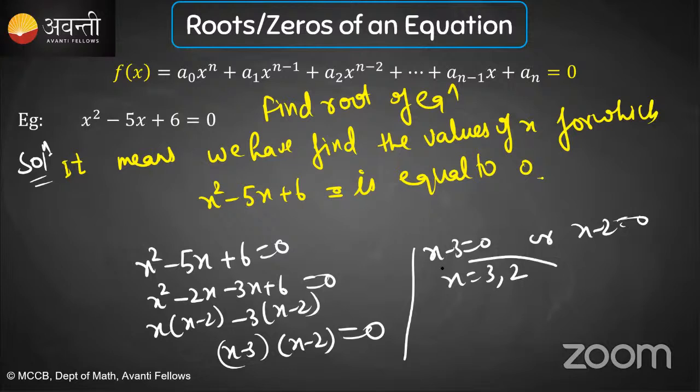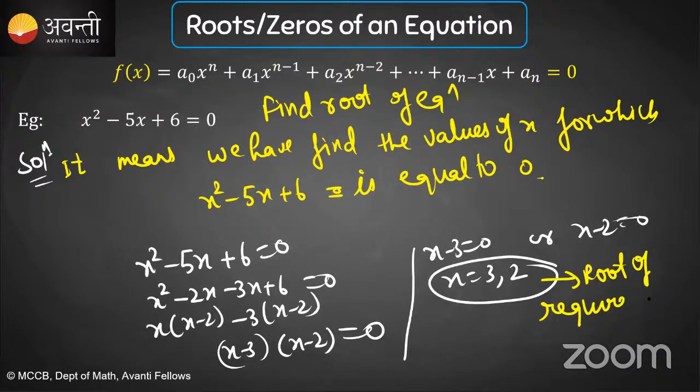So you will say that x is equal to 3 comma 2 are the roots of the required equation. Is this clear or not? Everyone tell me quickly in the chat box, is this clear or not? Okay.